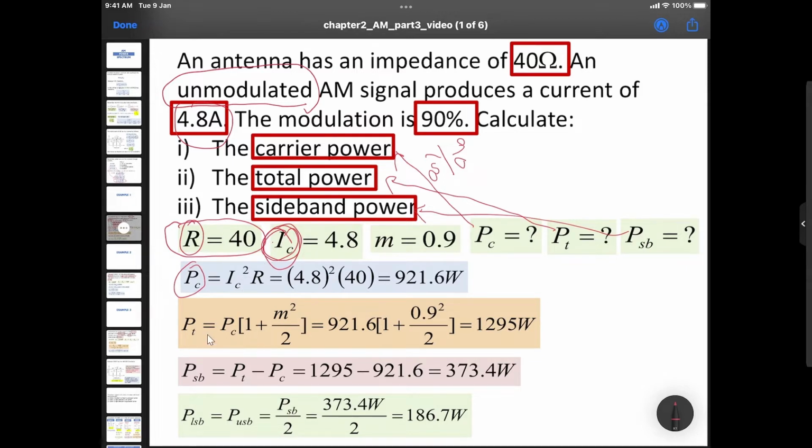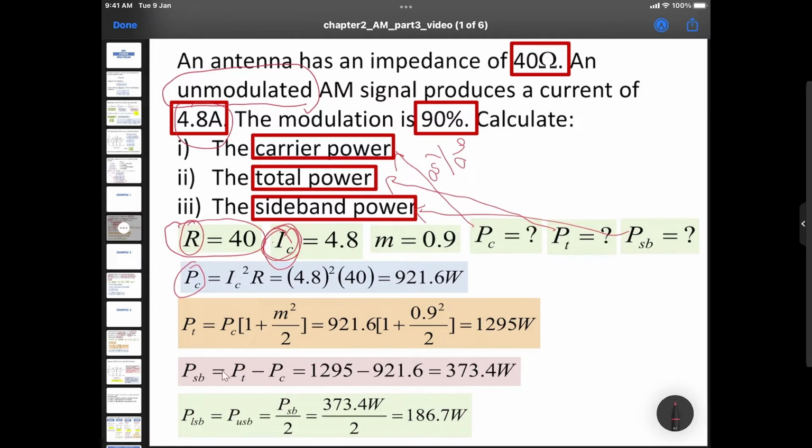So the total power. Because now we already have the PC here, and we have the modulation index, we can use the P total here. P total is equal to PC times 1 plus m squared over 2. So just substitute, you get that answer. If you know how to identify the important parameters and how to use them in the equation, you know what equation you can use.